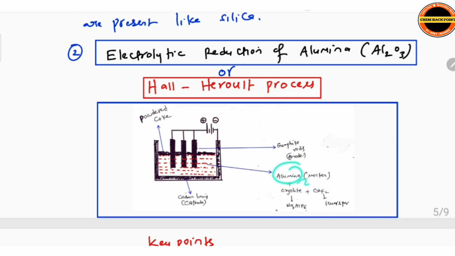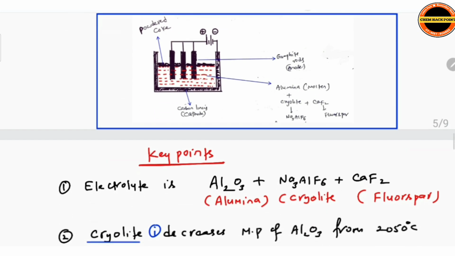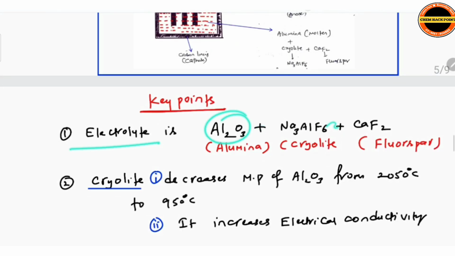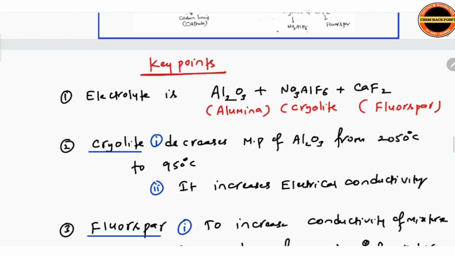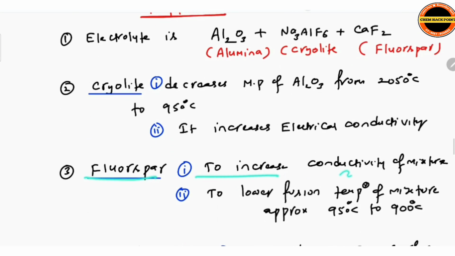So together, the entire mixture, alumina, cryolite, CaF2, with powdered coke sprinkled over the surface of the electrolyte. Okay, see here some key points. Electrolyte is an Al2O3, Na3AlF6, CaF2 combination. Cryolite decreases the melting point of Al2O3 from 2050 to 950. It increases electrical conductivity. Fluorspar increases conductivity of the mixture and lowers the fusion temperature of the mixture from approximately 950 degrees Celsius to 900. So that is the role of cryolite and fluorspar. The main role of cryolite is decreasing the melting point of Al2O3 from 2050 to 950.